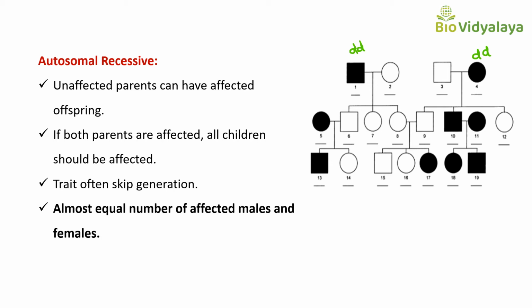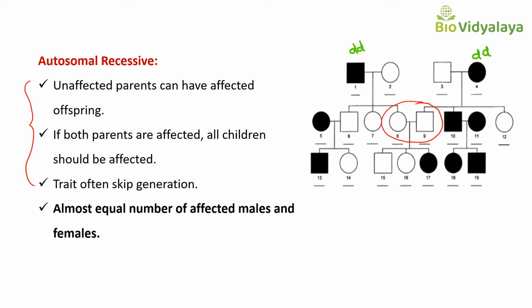And the first 3 points are common for recessive condition. This is common for both X-linked and autosomal. And the fourth point is for autosomal recessive. Okay. So the first condition is unaffected parents can have affected offspring. Here, unaffected parents have affected offspring.